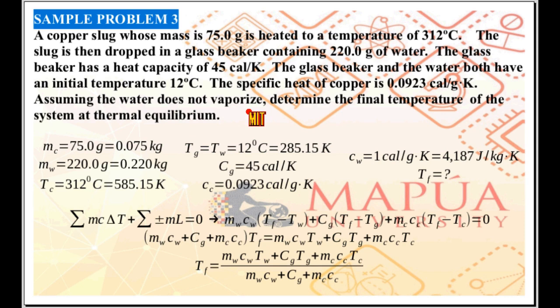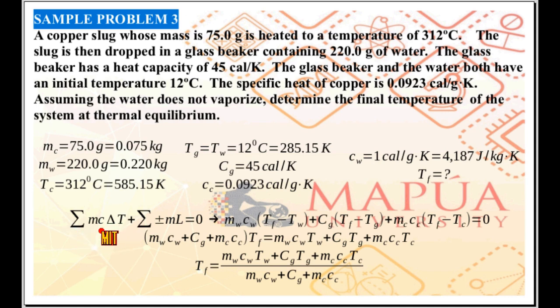Glass beaker is solid. It will take a very high temperature for the glass beaker to melt. And the same goes for the copper slug. So, no phase change will happen. So, no plus minus mL, only temperature change. So, each object will have temperature change.